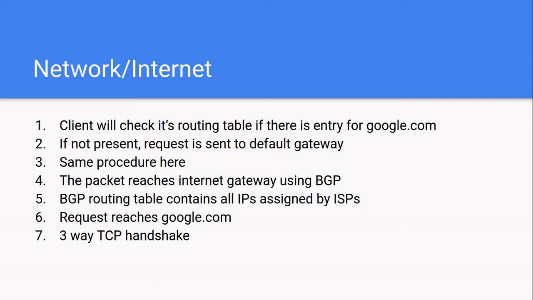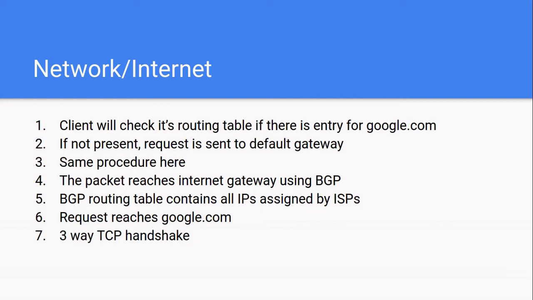Now what would the default gateway be? If you are like me sitting on your laptop or computer on a Wi-Fi network, it would be your home router. The next default gateway for your home router would probably be the ISP's routers or modems, and this procedure will keep forwarding until it goes to BGP. And at any point of this time, the default gateway can have a static route to google.com. If it finds a static route, it will straight away forward your request, or else it will keep sending to the next default gateway present in its routing table.